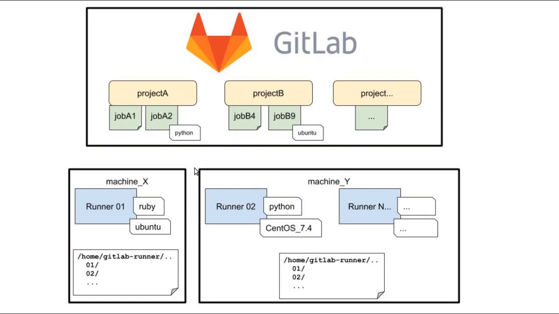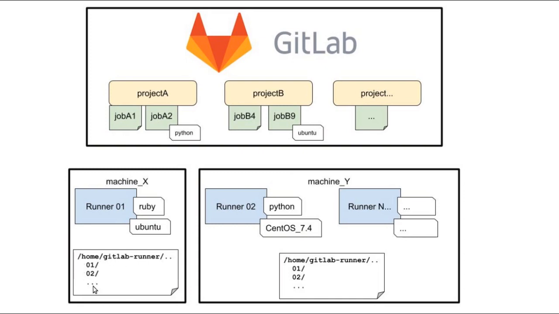But the runners themselves are different. They are not part of GitLab. They communicate with GitLab, but they can run on separate machines. In fact, they're supposed to. When I say a machine, I mean a computer. So for example, runner 01 here is running on machine X, and it has some tags associated with it. We're going to talk about what that is. But down here, you can see what I represent as the workspace.